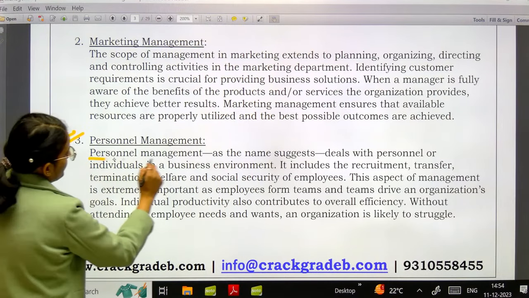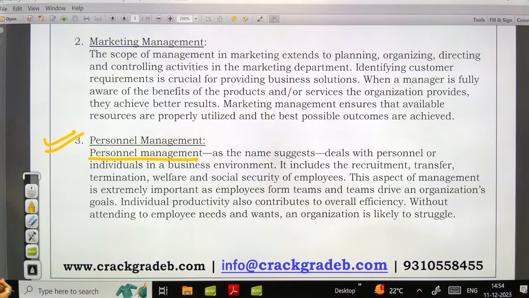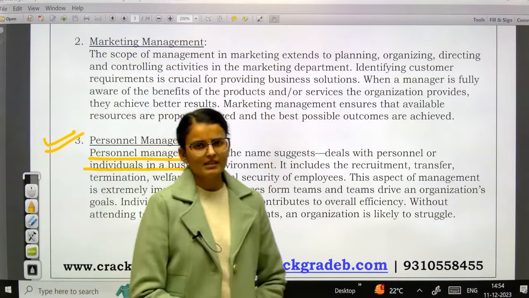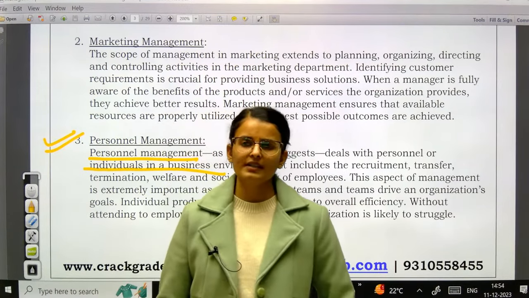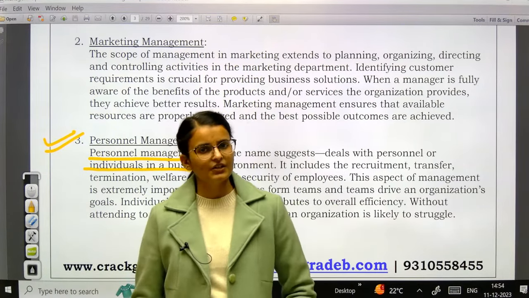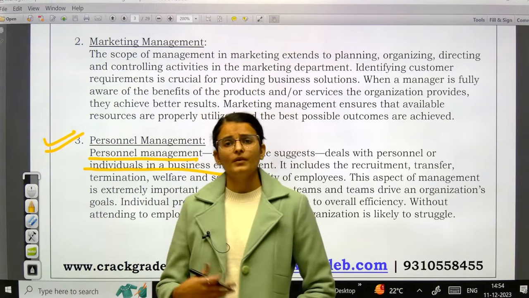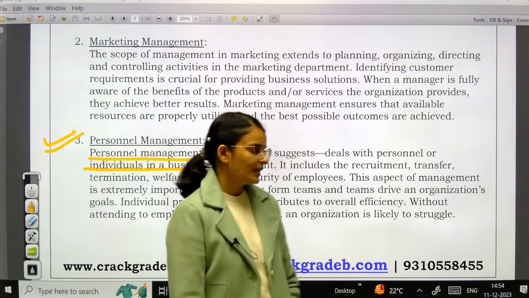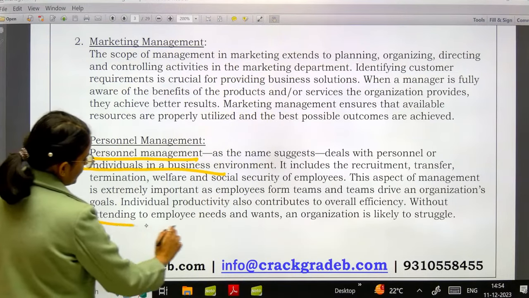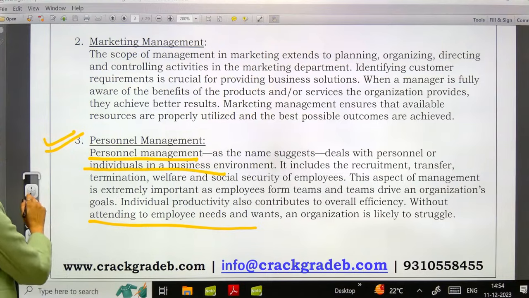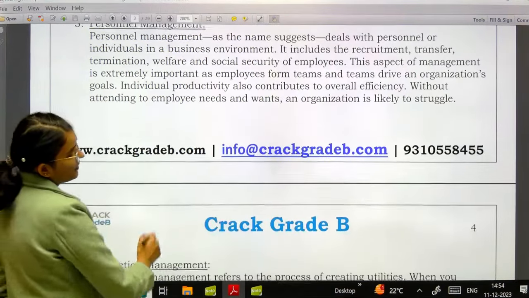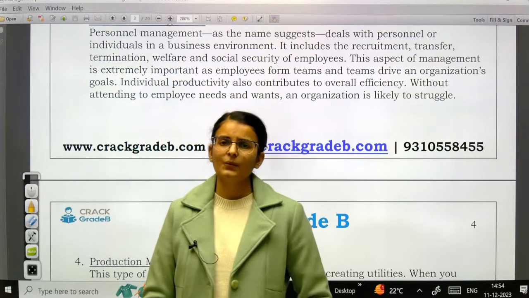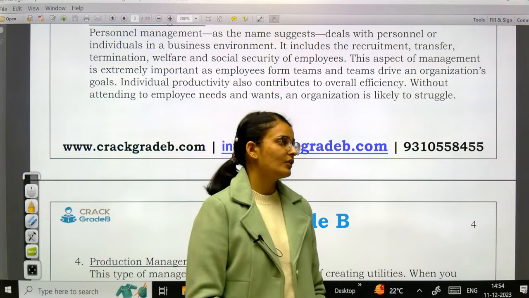Personnel management, as the name suggests, deals with the personnel or individuals in the business environment. This is simple. Personnel management means managing the employees of the organization, managing the relations of one employee to another employee, of employees to the top leaders of the organization, and of employees with their managers. Okay. Without attending to employee needs and wants, an organization is likely to struggle. Obviously, if a company is not catering to the needs of the employees, they cannot work in an organization where their needs are not taken care of or considered. Okay.